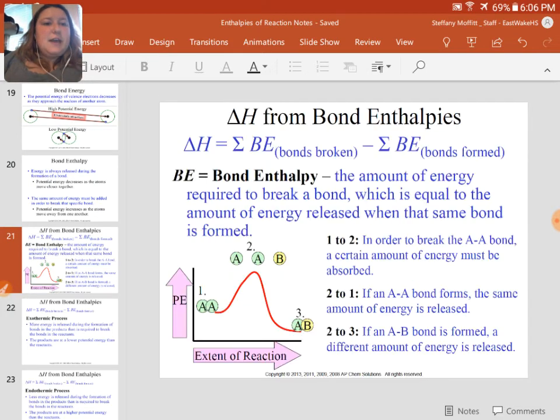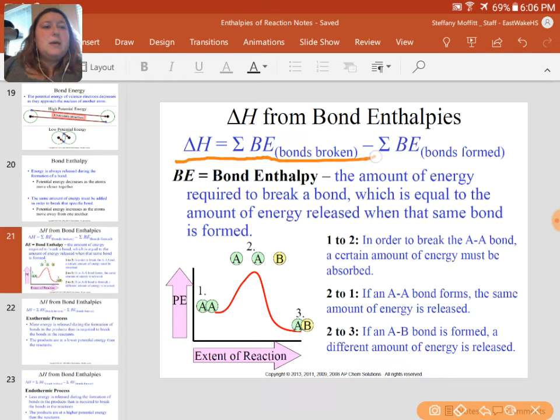So delta H is going to equal the sum of the bonds broken minus the sum of the bonds formed. And they will tell you what the bond enthalpy is for each bond. The bond enthalpy is the amount of energy required to break a bond, which is equal to the amount of energy released when that same bond is formed.